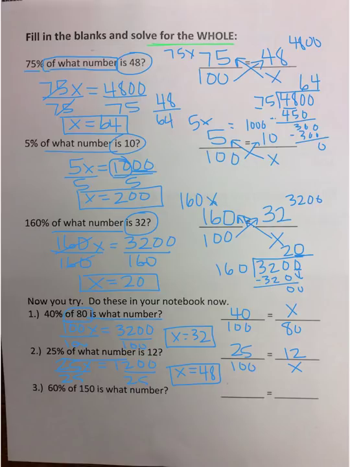60%, so that means 60 out of 100 of 150. 150 goes on the bottom. Is what number? We don't know that part. We always have to have one unknown. 100 times x is 100x. 60 times 150 ends up being 9,000. Divide both sides by 100. 0 zeros. That means that x equals, you got it, 90. Show your notes to your sub.